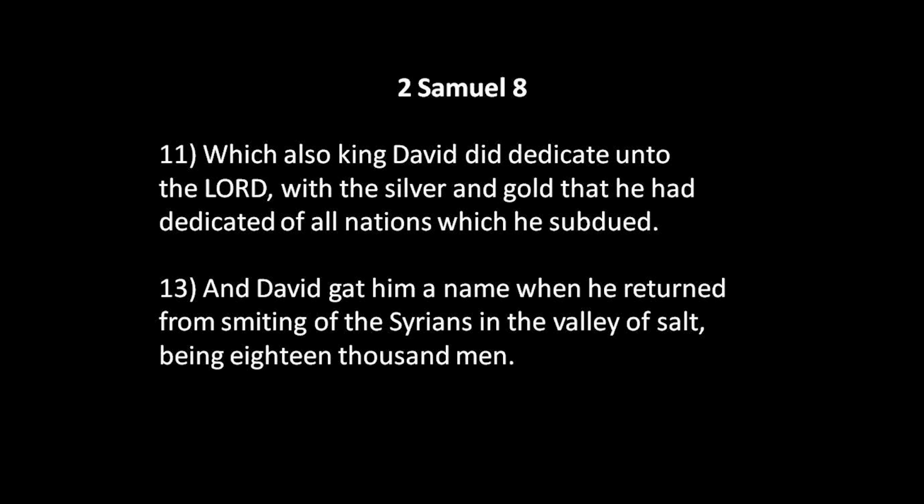In verse 13, David gat him a name when he returned from smiting the Syrians in the valley of Salt, being 18,000 men. God said in the previous chapter, I'll make thy name great like the names of the great men on this earth. And David's now ranked among those great conquerors and great rulers, because he had beaten those Syrians, beat them twice, and established his kingdom.